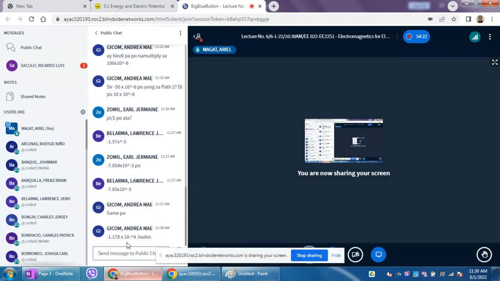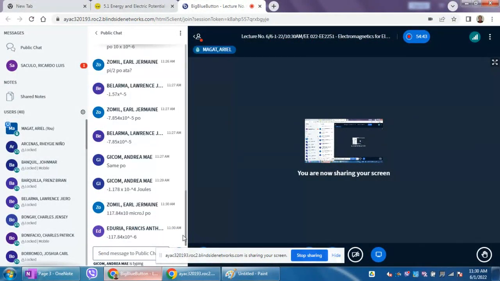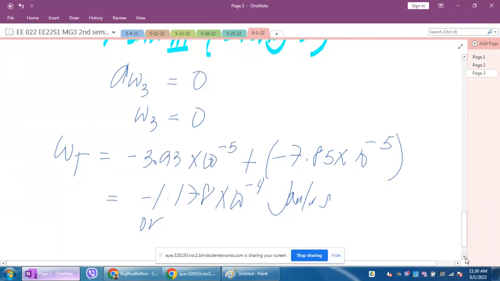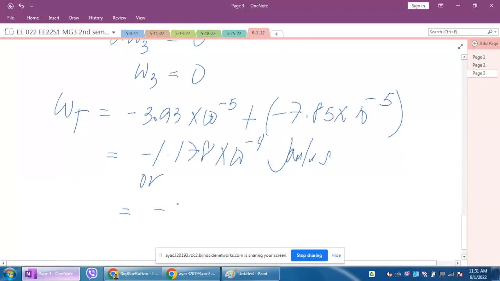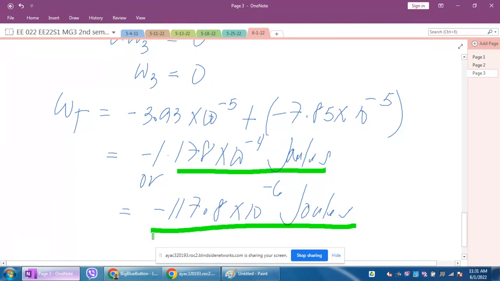Negative 1.178 times 10 raised to negative 4 joules. Or, pag pinindot nyo po yung ENG, para maging standard. So, tama po kahit alin dyan, syempre. Or, negative 117.8 times 10 raised to negative 6 joules, or microjoules. So, ito po yung tamang sagot natin. So, either of the two. Ayan.